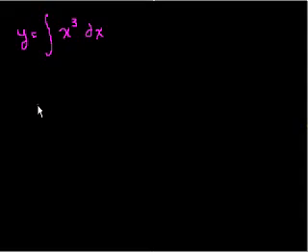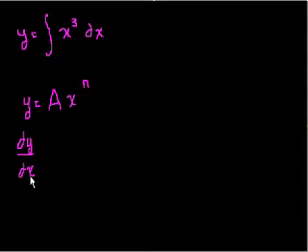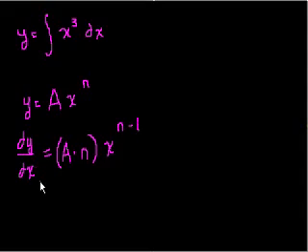Well, just from your intuition, you probably think, well, it's probably something times x to the something, right? Well, let me write it. So let's say that y is equal to a x to the n, right? So then, what is dy dx? Dy dx, or the derivative of y, is then, well, we learned this in the derivative module. You take the exponent, multiply it by the coefficient, so it's a times n, and then it's x to the n minus 1, right?